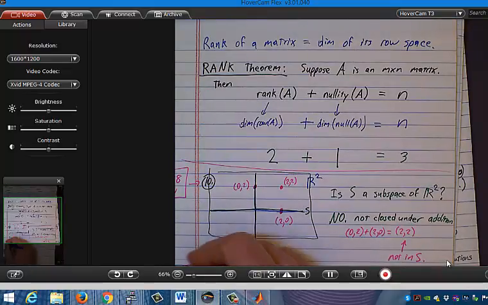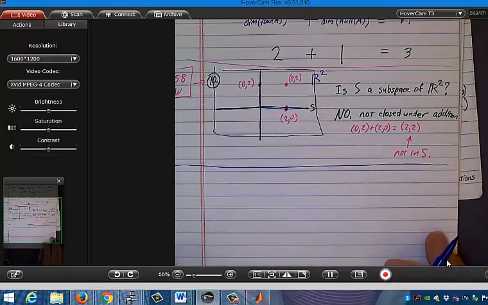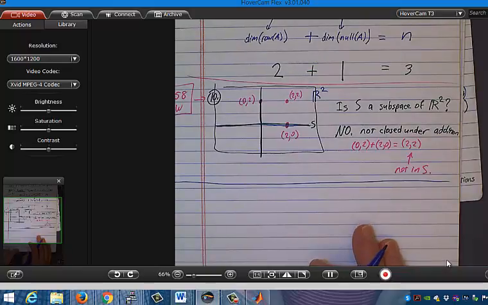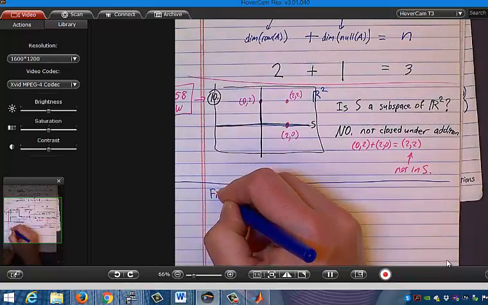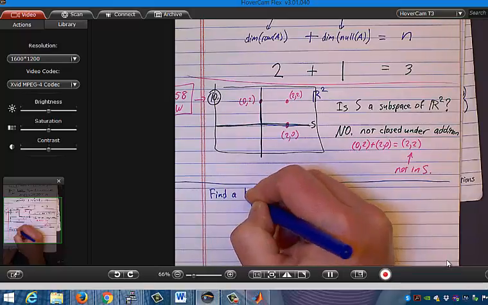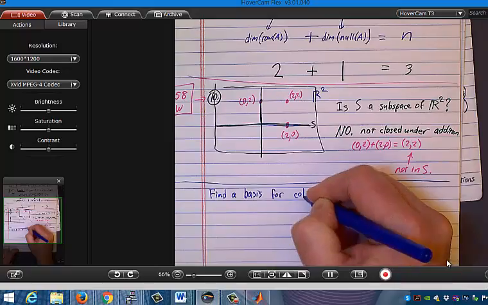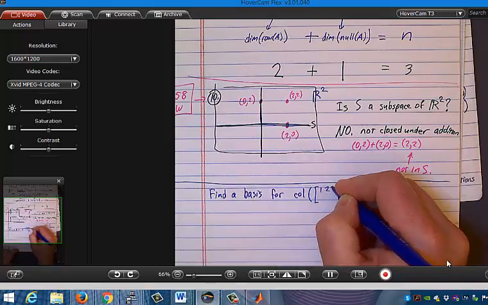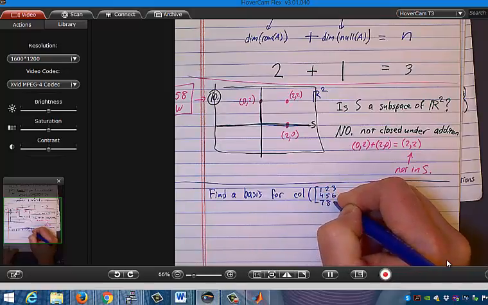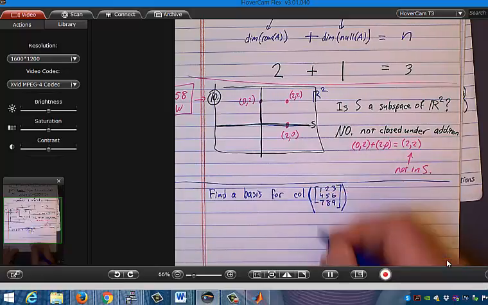Well, maybe we should do the example we've been doing, my favorite matrix. I always do that, okay? So let's find a basis for the column space, again, of the matrix 1, 2, 3, 4, 5, 6, 7, 8, 9. That's what we want to do.